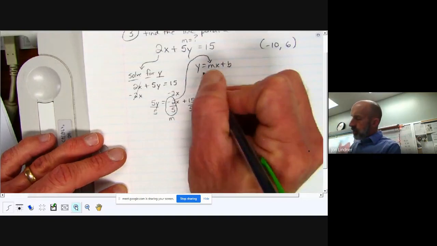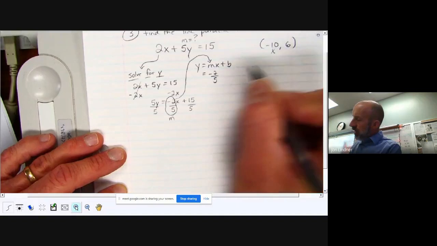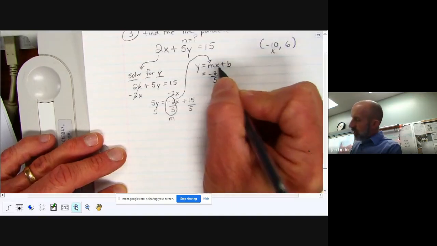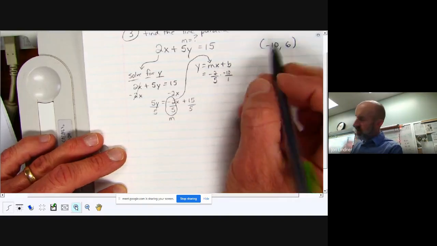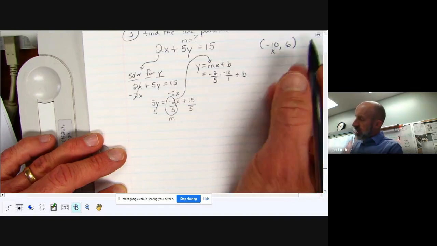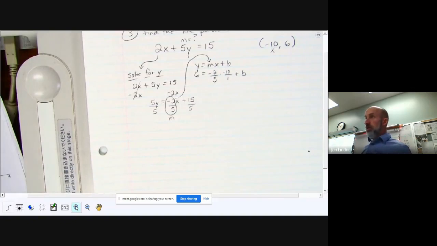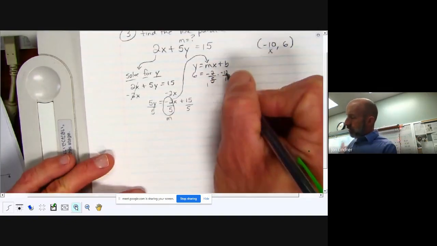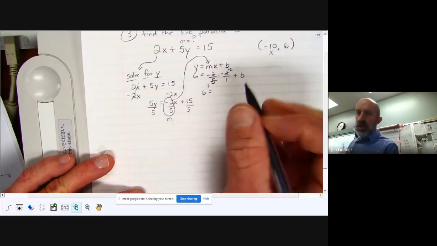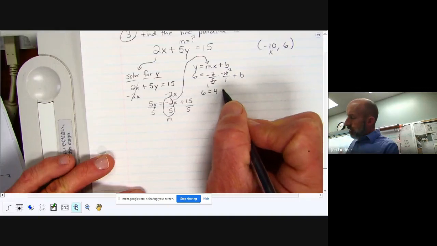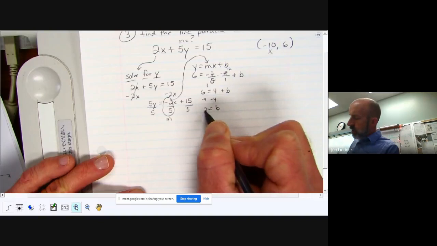All right? So I can put the -2/5 in here. I can put my x value of -10 in here. I'll put it over 1 since it's being multiplied by a fraction. Plus b, and I can put my 6 right here. And I can finish up the problem just like we did before. I'll clean it up real quick. This is going to be a +4. 6 equals 4 plus b. It's obvious that b is going to be 2.